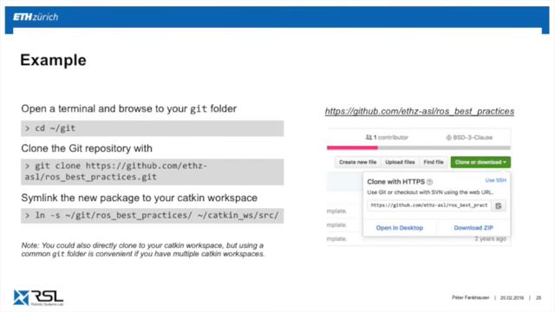Now to symlink it, you would type in ln -s to create a symbolic link and then tell it from where to where. So in this case, you would say in the Git folder, the ROS best practices, you want to link into your Catkin source folder. Okay, now after symlinking, you should see in your catkin/source a folder, the ROS best practices folder.